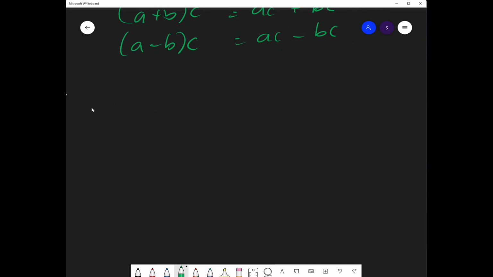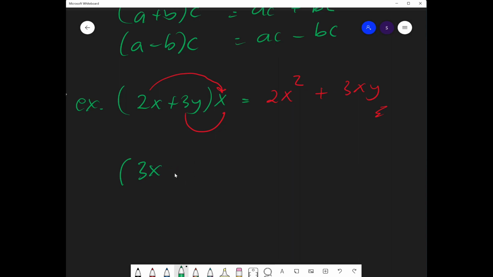For example, let's say we have 2x plus 3y multiplied by x. So to solve this, I will multiply this by this, we come to 2x squared, and this by this becomes 3xy. So this is the simplified equation. Another, in the same way, we can also simplify 3x minus 4y times y. It becomes 3xy minus 4y squared.